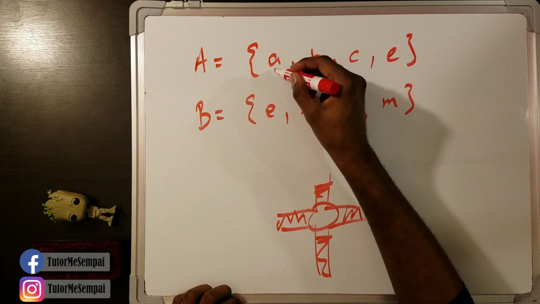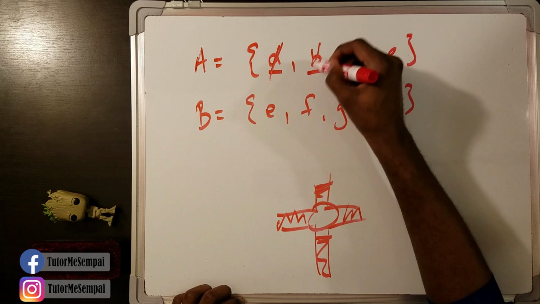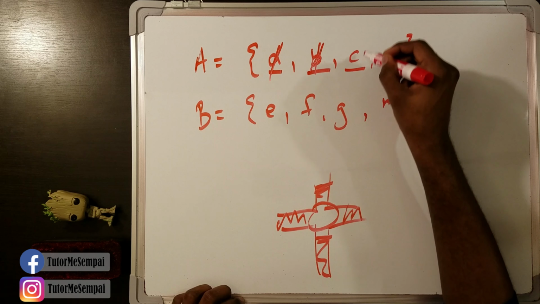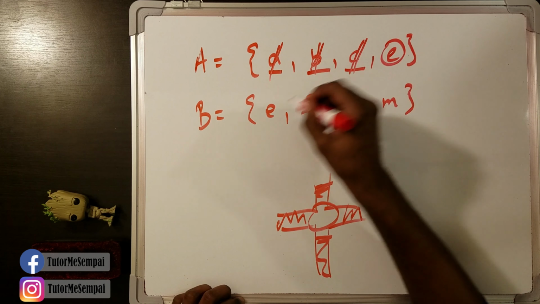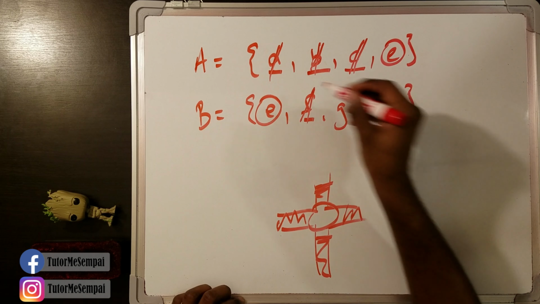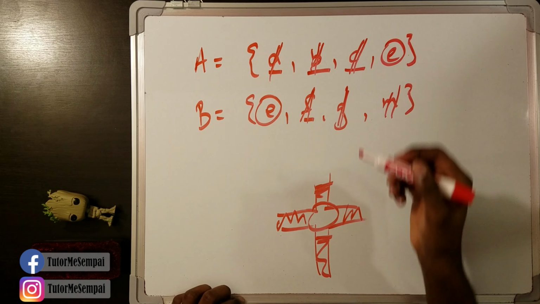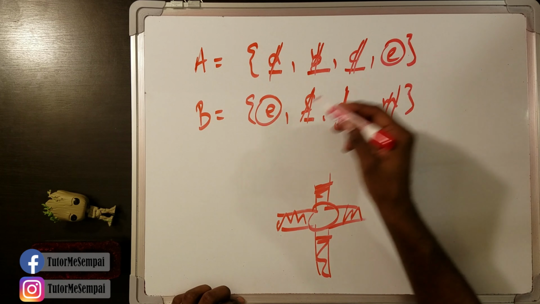Do both sets have an A? No. How about a B? No. C? No. E? Yes. Both sets have an E. An F? No. And if you notice, we've already crossed out everything here, so nothing else in B is going to be in A. The only thing they have in common is this E.